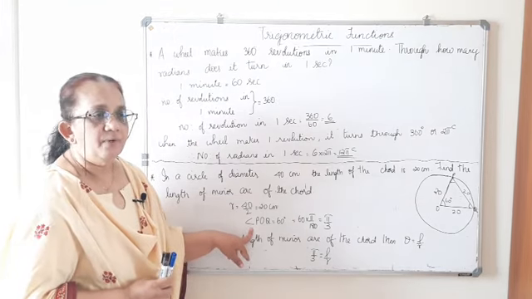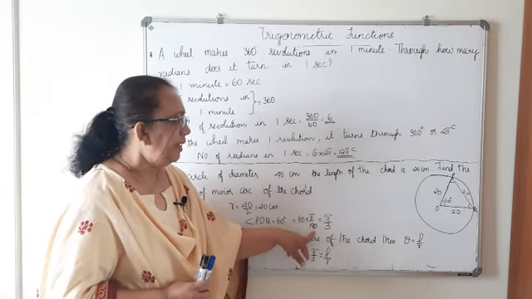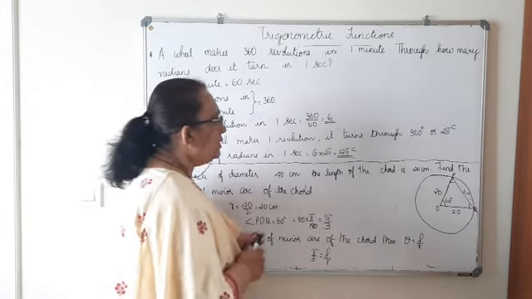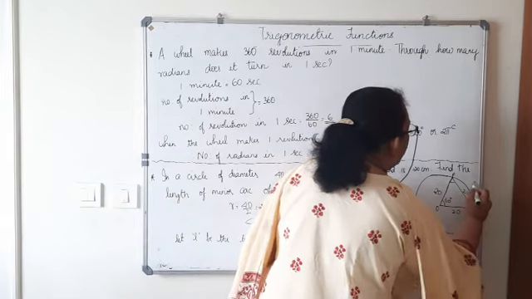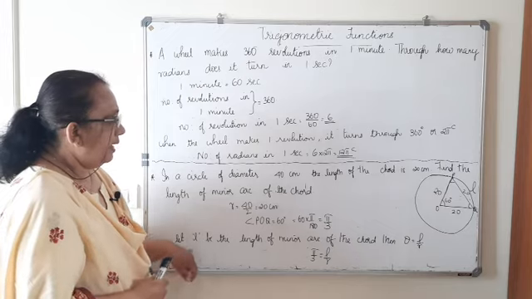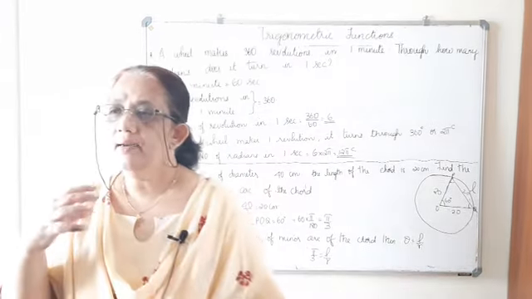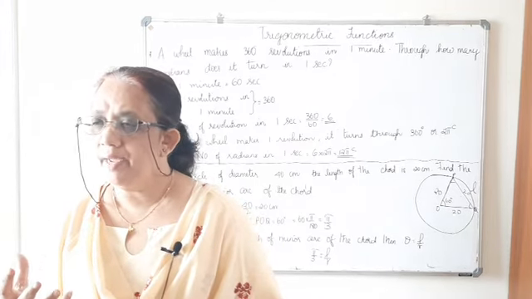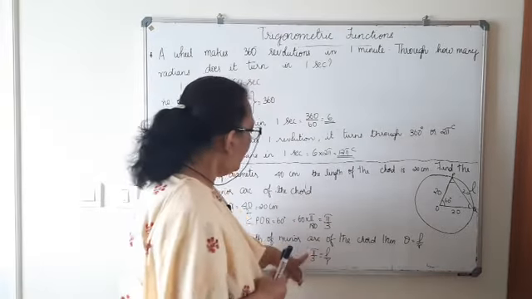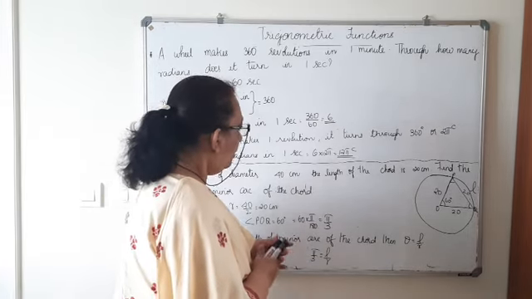I have to convert 60 degrees into radians. That is equal to 60 into pi by 180, which is equal to pi by 3. Now, the question is, what is the length of the minor arc of the chord? Let L be the length of the minor arc of the chord. Then what is the relationship between the central angle, the length of the minor arc, and the radius? You know that theta is equal to L by R. Pi by 3 is equal to L by R.